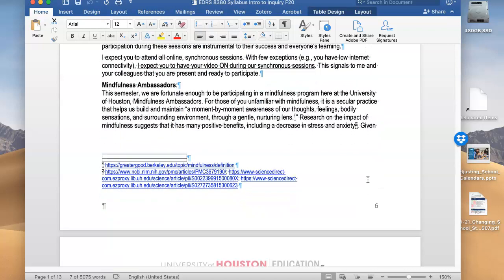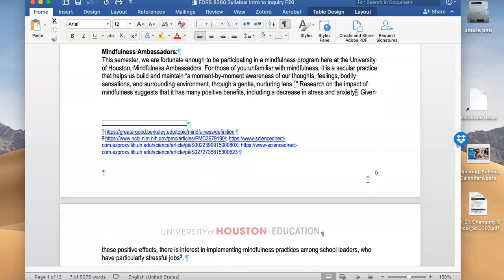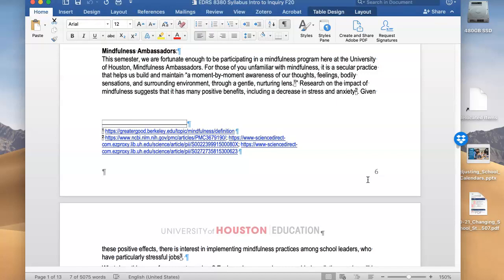Mindfulness ambassadors. What is this mindfulness stuff? So hopefully all of you are familiar with mindfulness. If not, I encourage you to visit some of the links that are down here at the bottom of the page in the footnotes. Mindfulness is a secular practice that helps us build and maintain a moment-by-moment awareness of our thoughts, feelings, bodily sensations, and surrounding environment through a gentle and nurturing lens. It's not sitting cross-legged necessarily and chanting Om. You can if you want to, but you do not have to. It's really learning how to let your thoughts come as they will and just accept things for how they are.